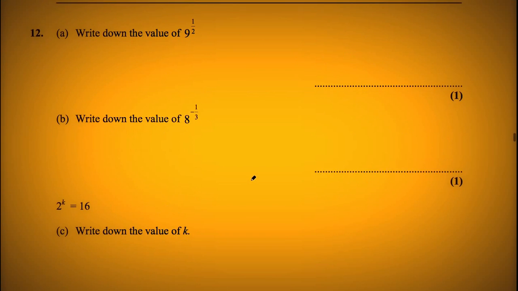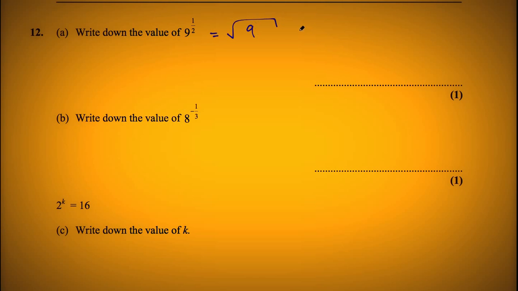Question 12. Write down the value of 9 to the power of a half. 9 to the power of a half is the same as square root of 9, which is 3. Write down the value of 8 to the power of minus a third. Well, first of all deal with the minus sign. That is 1 over 8 to the power of a third. That's what the minus sign does. It makes it a reciprocal. 8 to the power of a third is the cube root of 8, which is 2. So it equals 1 over the cube root of 8, 1 over 2.